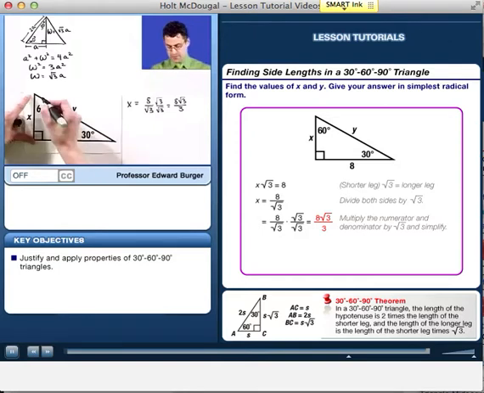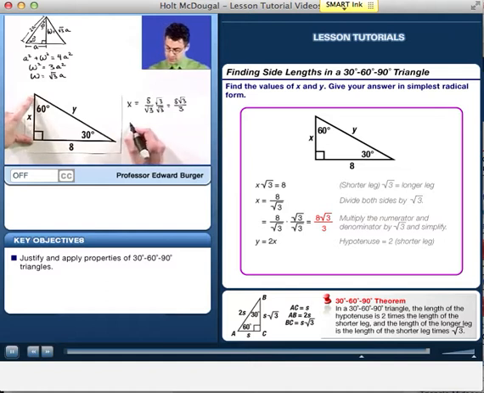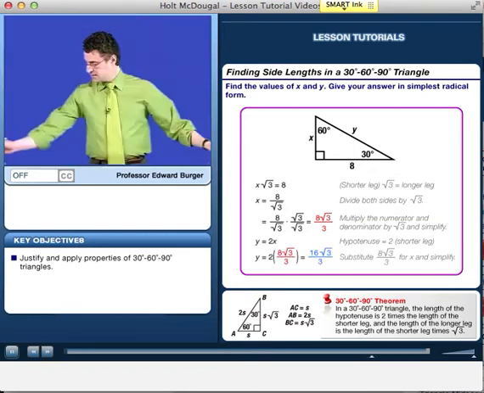What about this hypotenuse? Well, we've already seen that the hypotenuse is twice the shorter side length, so it's going to be twice this. Therefore y is going to be this times 2, which is 16 square root of 3, all divided by 3. Not a problem. Let's try another one together.